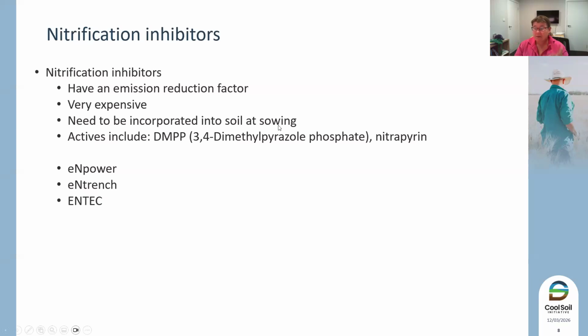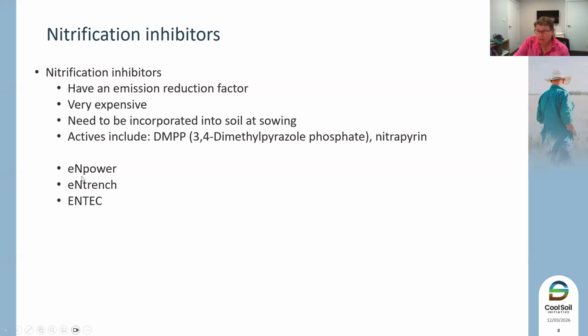It does, first of all, need to be incorporated into soil at sowing. And it's very much around that denitrification loss pathway. Now, if you were looking at it purely from an emission perspective, if you apply this product, because it reduces nitrous oxide loss under the right conditions, you will get a tick for an emission reduction because of that. But it's really into those high input, high water conditions.